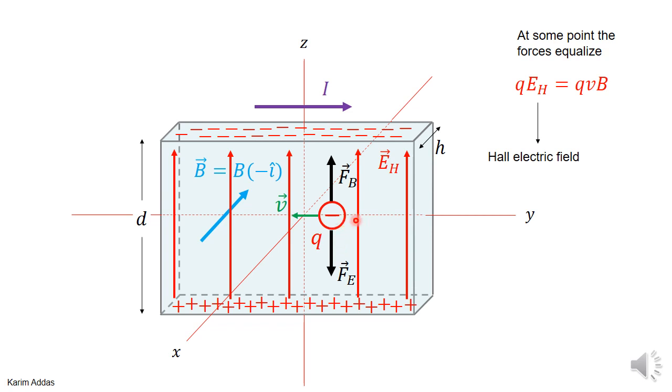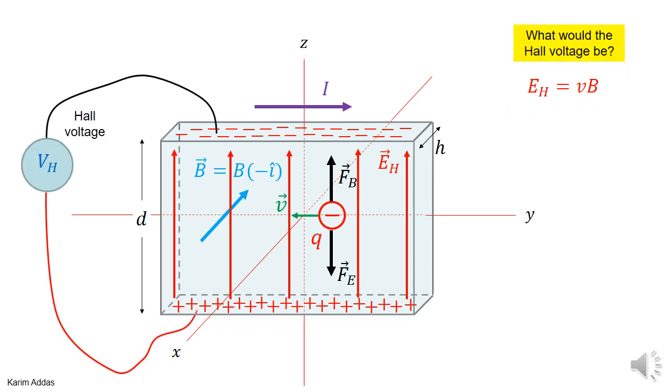So the two forces are the electric force, which is Q times E_H. I just put E_H to call it the Hall electric field. And then the magnetic force is QV cross B, but since the angle between V and B is 90 degrees, you just get the magnetic force to be QVB. So this is at the point in time when the two forces are equal. And if you cancel the Q's, then we know that there's going to be an electric field inside the conducting wire from the bottom to the top with a value B times V.